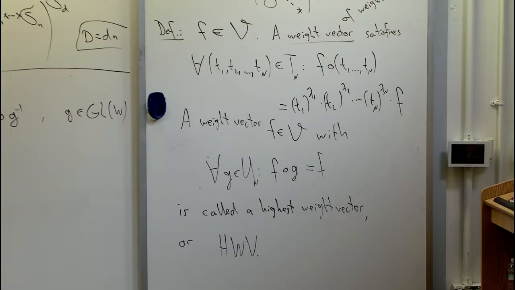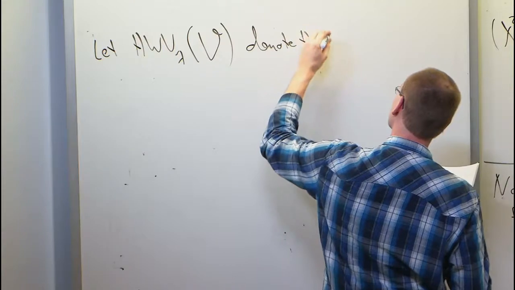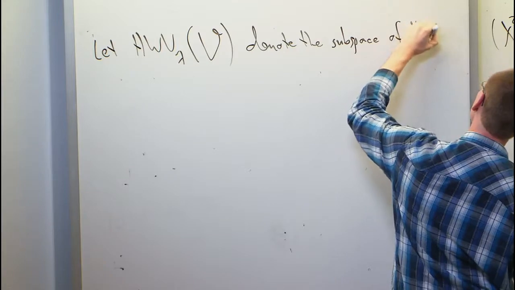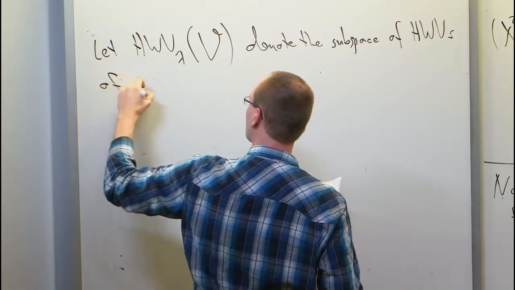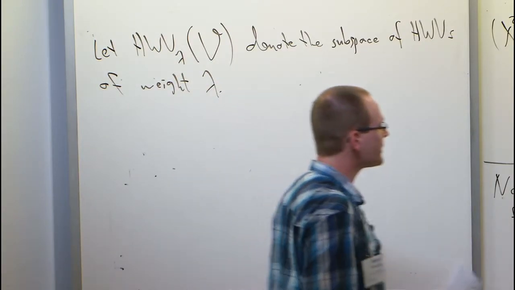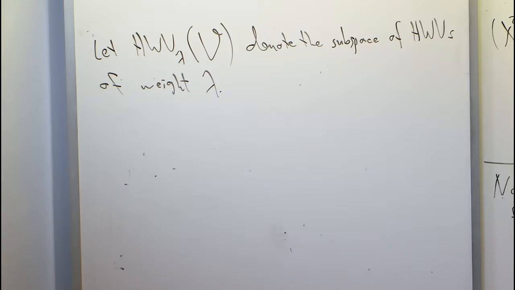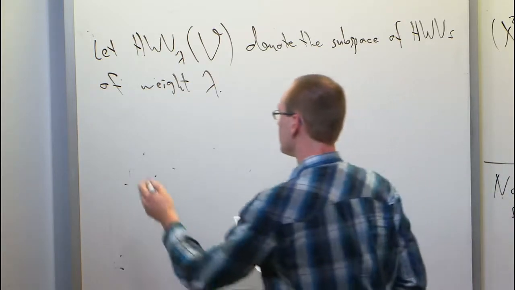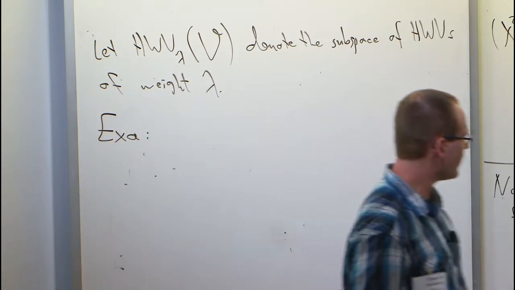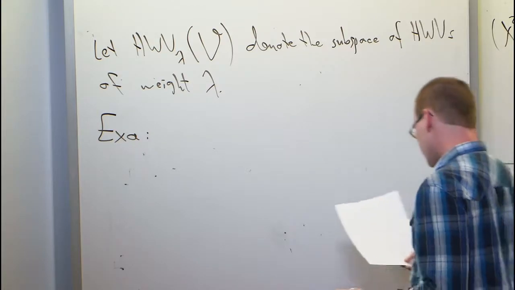Okay, so those are highest weight vectors. HWV of lambda of some representation denotes the subspace of highest weight vectors of weight lambda. It turns out that lambda is actually always a partition. Let me give you an example, an important one that we will need, of a highest weight vector in our space. Because this is a bit complicated definition, of course.